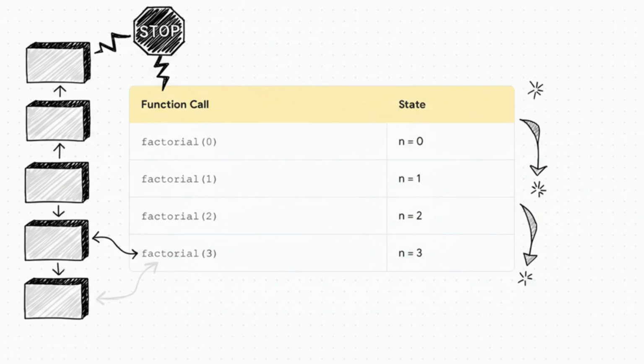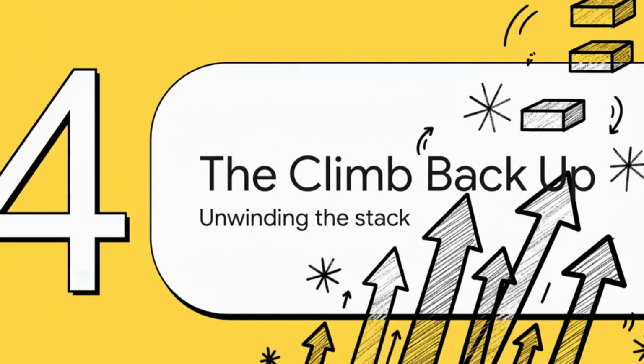The base case is just the stop sign. It's the condition that tells the recursion, okay, you're done, stop calling yourself. For our factorial function, that's when n hits 0. This is the deepest we're going to go. All right, we've gone all the way down.